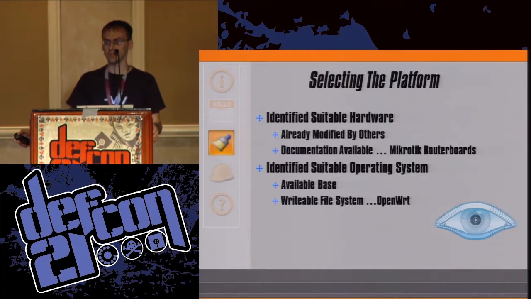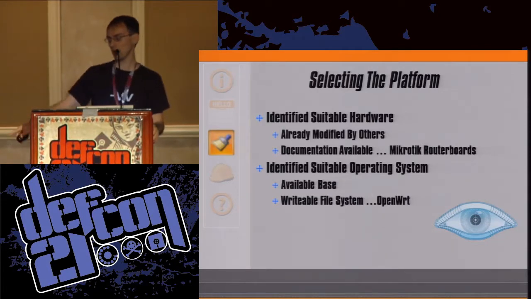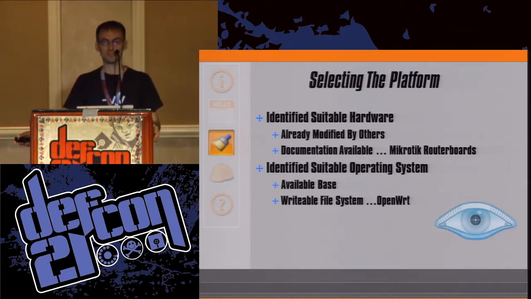I want to make sure there's plenty of documentation available. So for the hardware, I chose the MikroTik router boards, the MikroTik RB450G specifically, right there. Also identified a suitable operating system with an available base that I could then put in a VM and spend most of my time developing the proof of concept there.